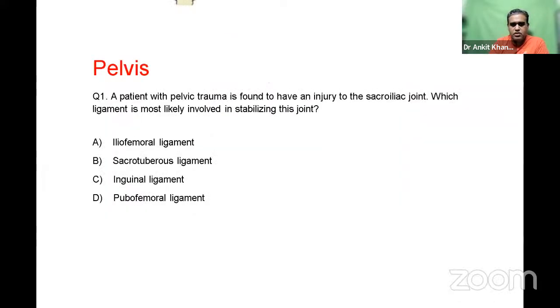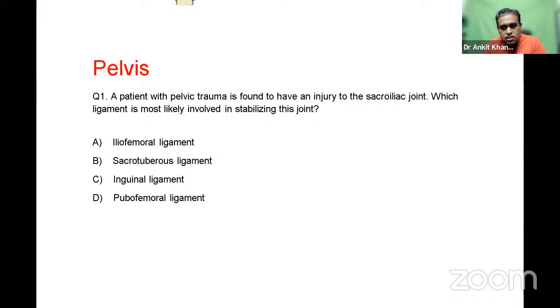Okay, let us see a couple of questions on the pelvis as well. A patient with pelvic trauma is found to have an injury of the sacroiliac joint. Sacroiliac joint, where is the sacrum? It's the lower part of the vertebral column, below the lumbar vertebrae. And here is the sacroiliac joint. Why? Because the weight is transmitted from the sacrum to the iliac, that is the sacrum to the hip bone. That is the region of the sacroiliac joint.